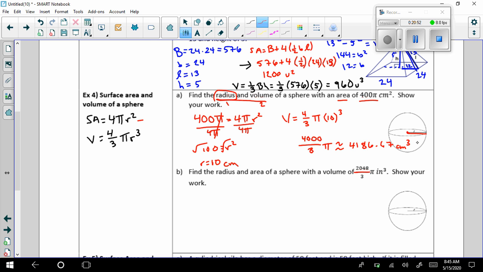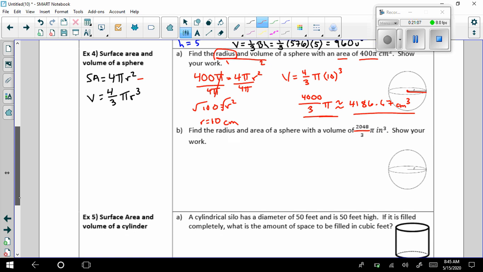This diagram just kind of shows where that radius is located. And so there's our second answer. That is a really bad 3, but that is a 3. All right, so careful which one it tells you to use.